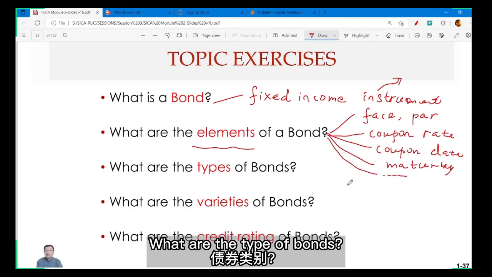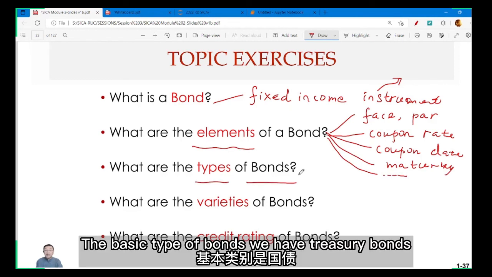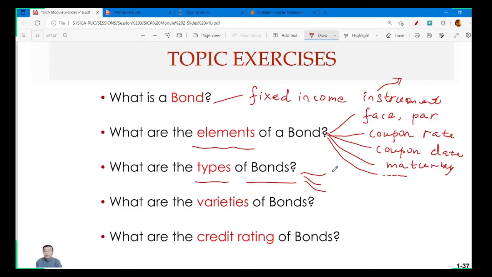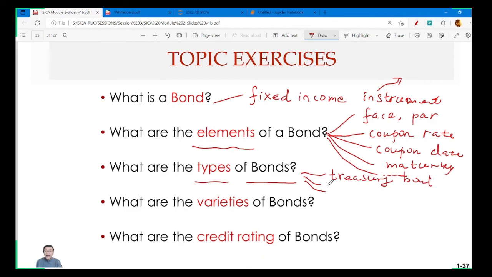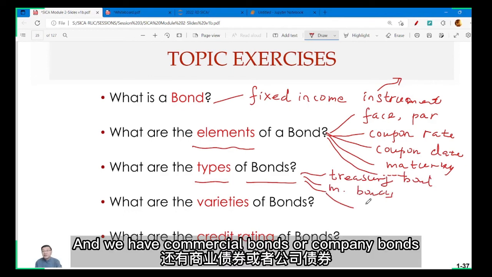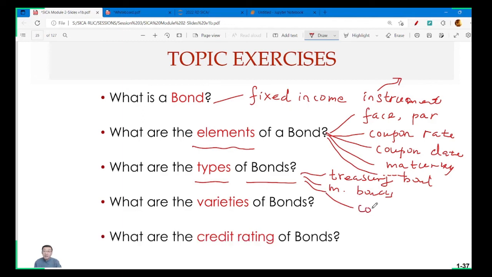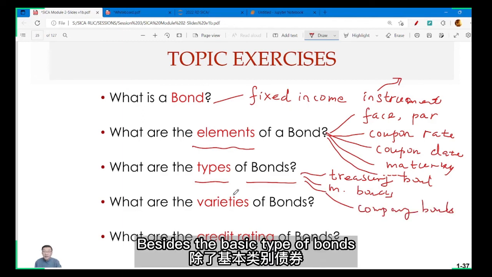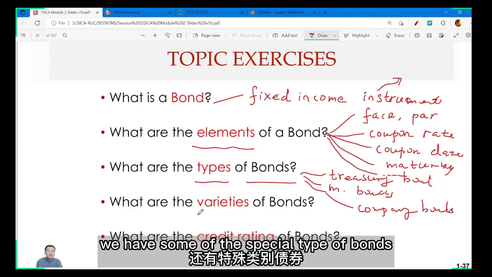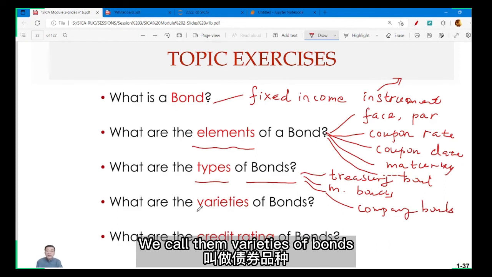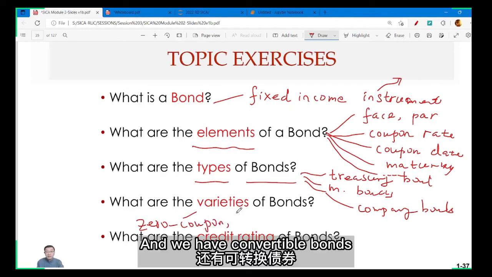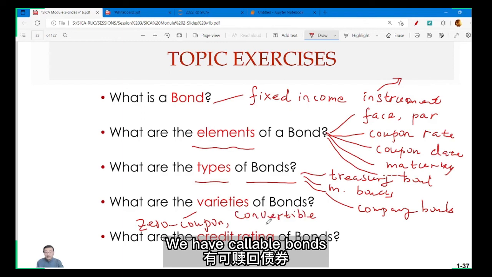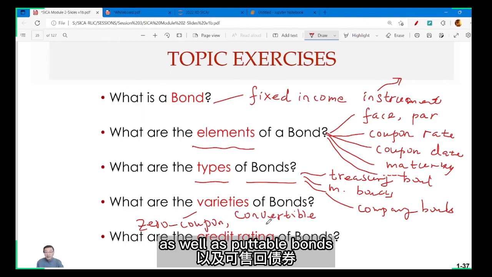And what are the types of bonds? The basic types of bonds: we have treasury bonds. We have municipality bonds. And we have commercial bonds or company bonds. Besides the basic types of bonds, we have some special types of bonds. We call them varieties of bonds. For example, zero coupon bonds. And we have convertible bonds. We have callable bonds, as well as putable bonds.